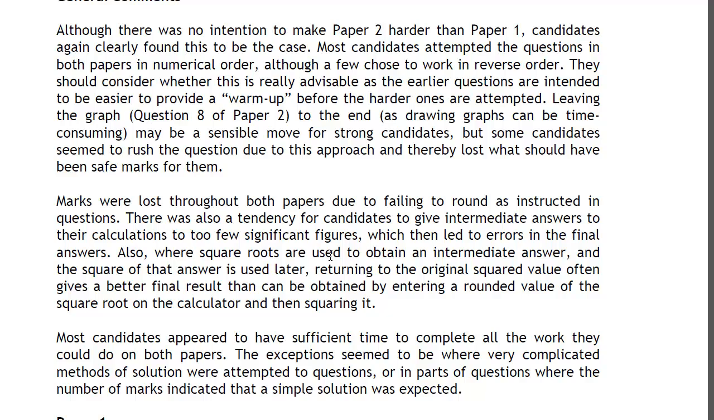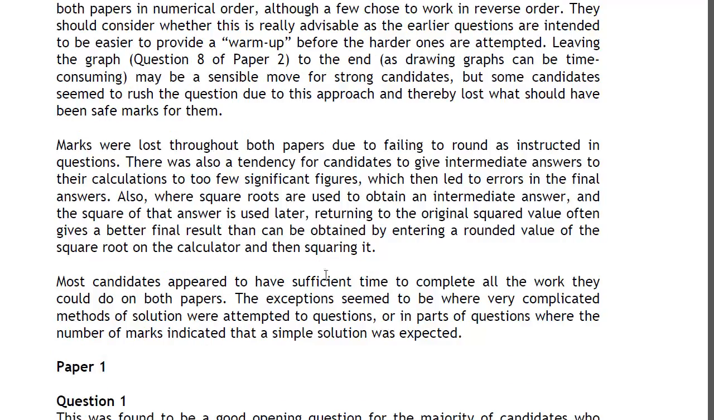And if a square root is used to obtain an intermediate answer, and the square of that answer is used later, returning to the original squared value often gives a better final result. Meaning, if you are working with x squared equals 30, whenever you need x squared, instead of putting the square root of 30, which is 5 point something, if you put 30 instead, that would be more accurate. That's some tips about calculation.